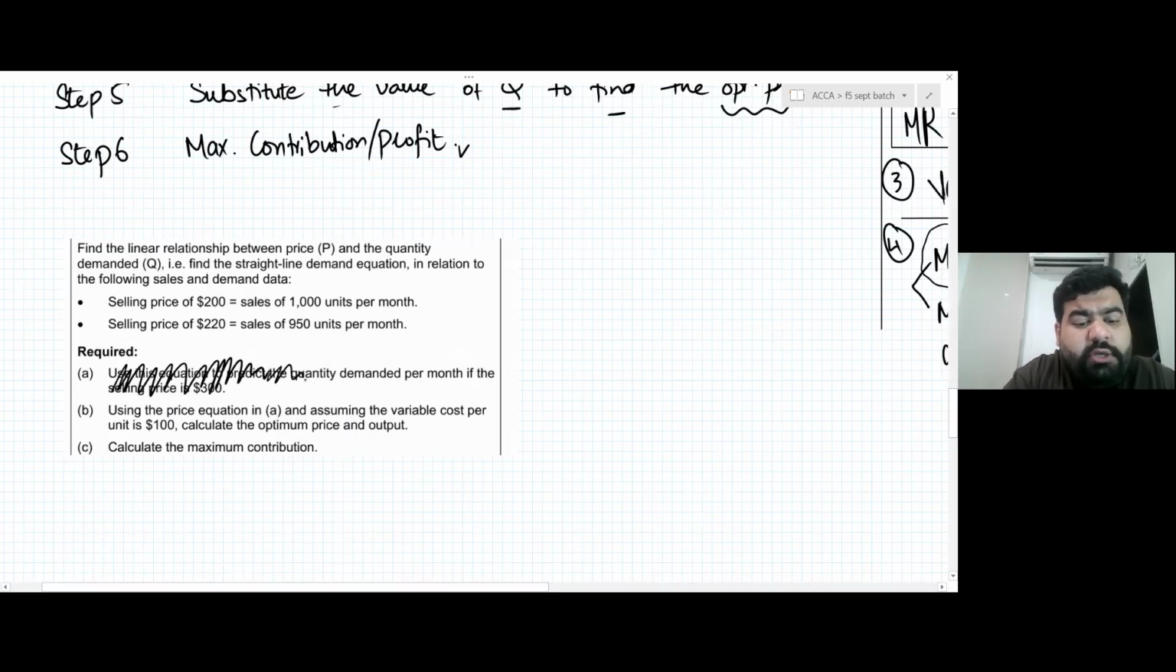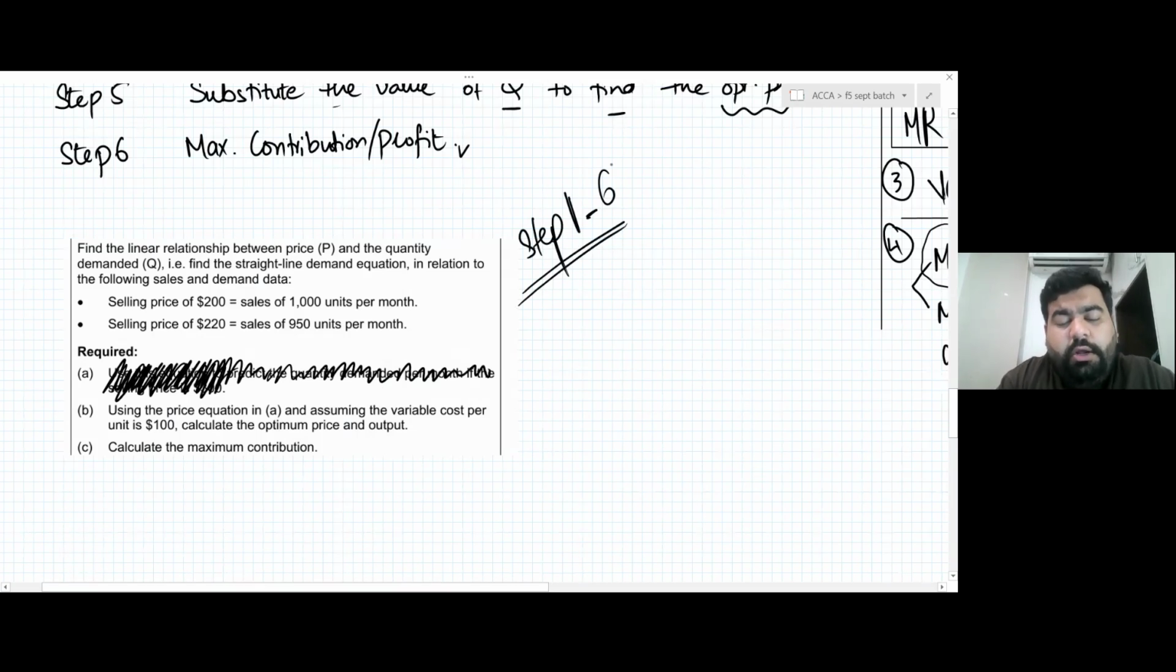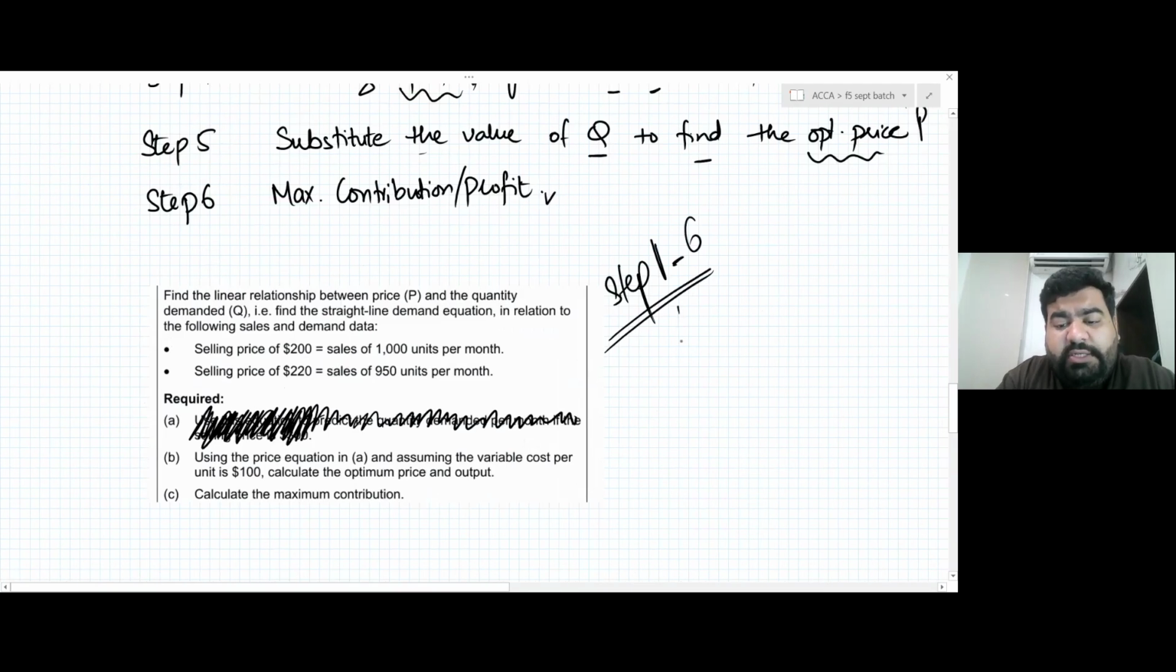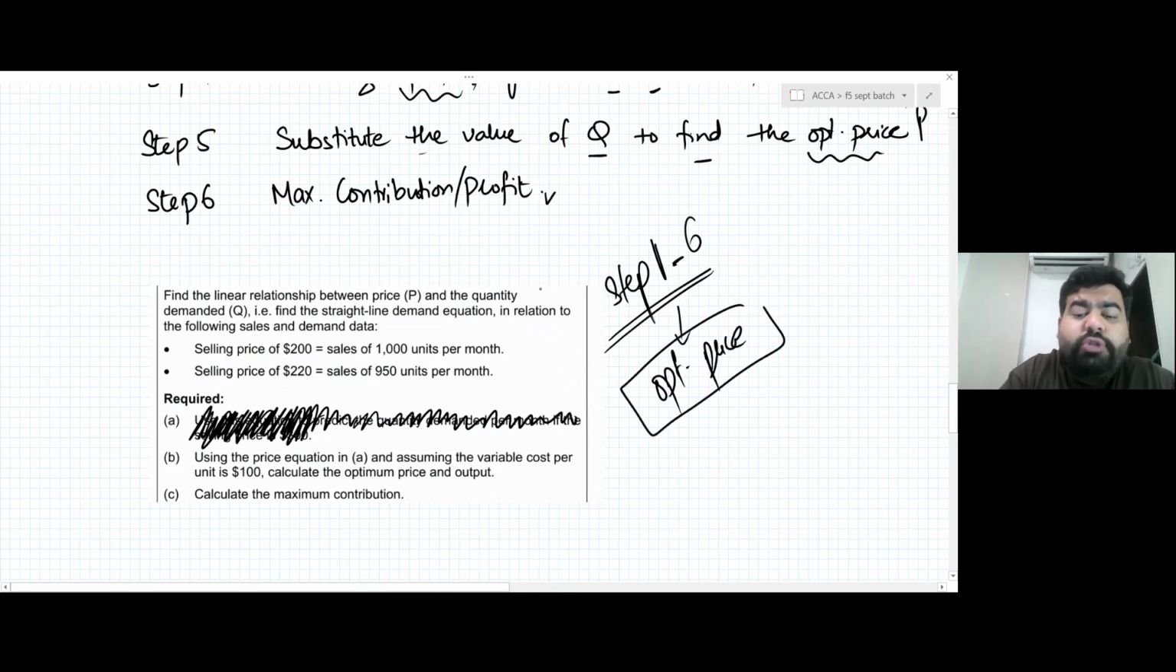So this is the question. For part A, I'm canceling that because you don't need to do this. Just perform step 1 to step 6 as per the question that we have done, and calculate the optimum price at which your contribution will be maximized. Just do this question and submit it to me on WhatsApp for review. Whenever I give you an assignment, do it and send it to me on WhatsApp. I'll check that. It's very important.